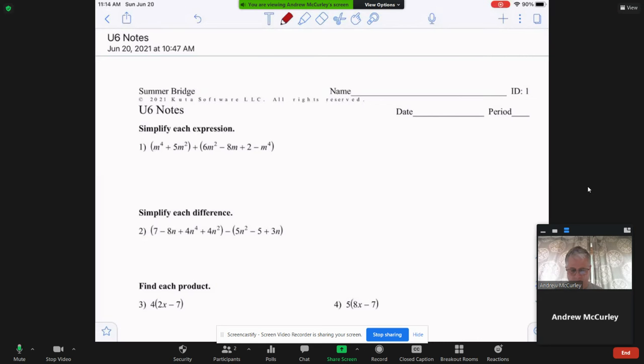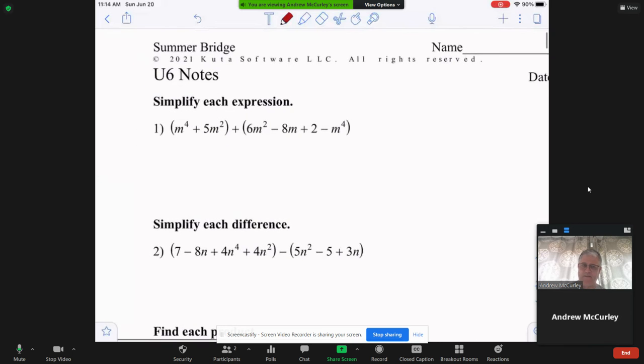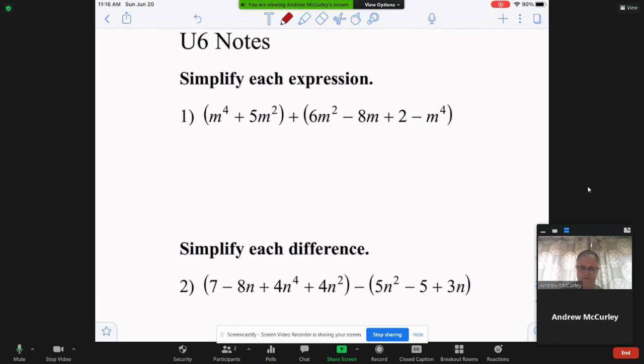Okay, here we go. We're going to start Unit 6. This is on polynomials. Polynomials is probably a big reason for this class, especially once we get into factoring. So knowing how to handle polynomials is a big part of mathematics. So take this one pretty seriously, I hope.